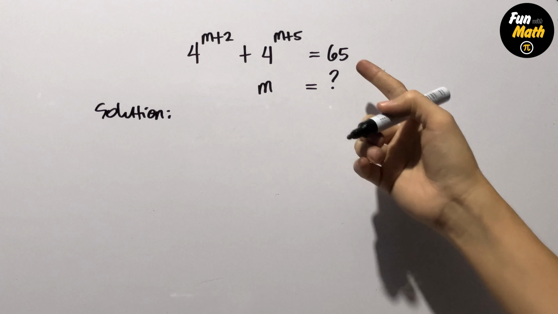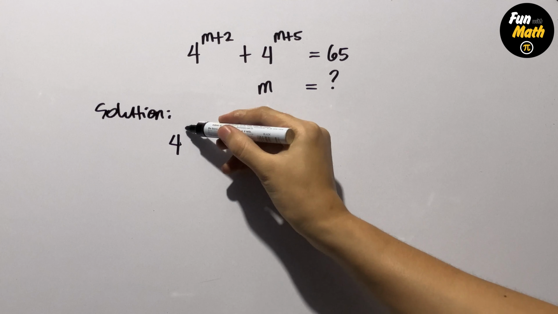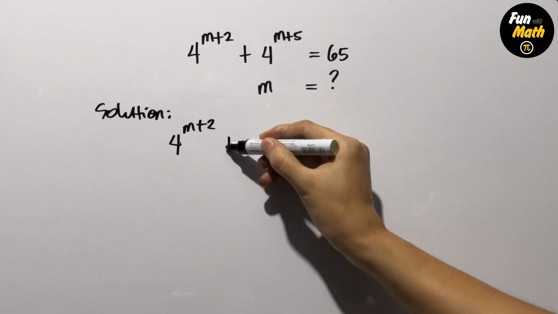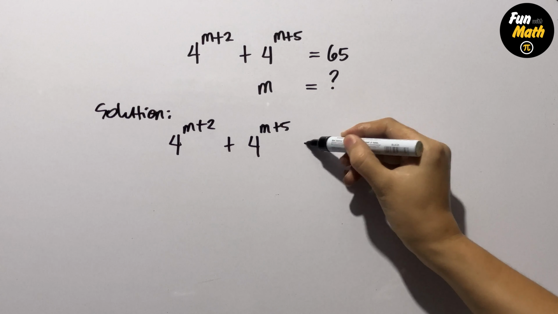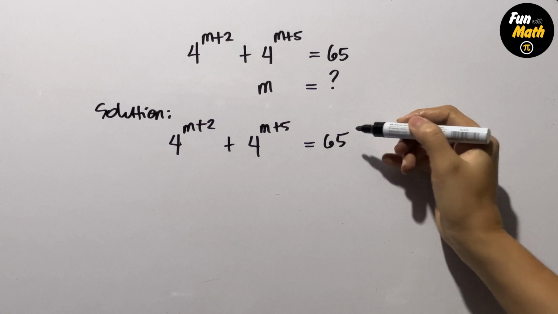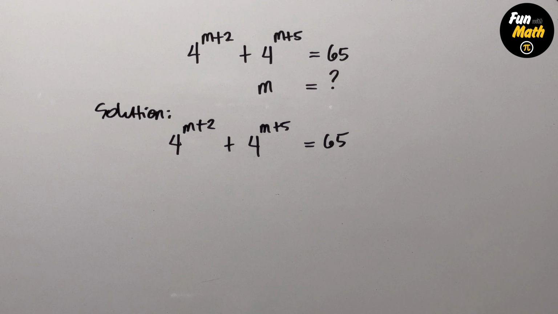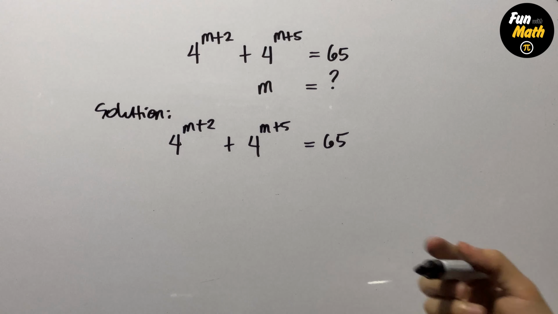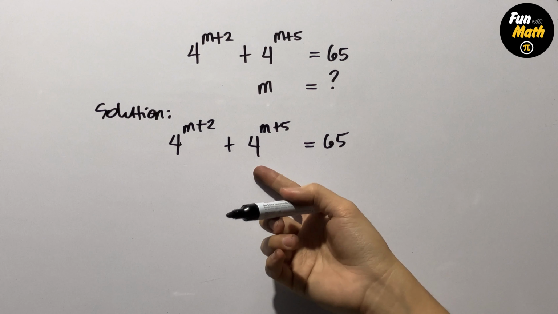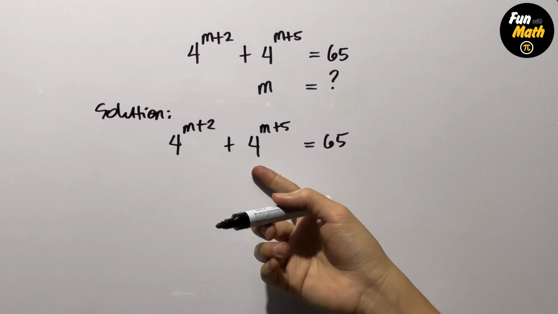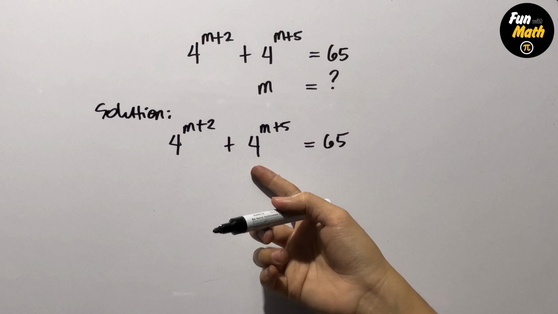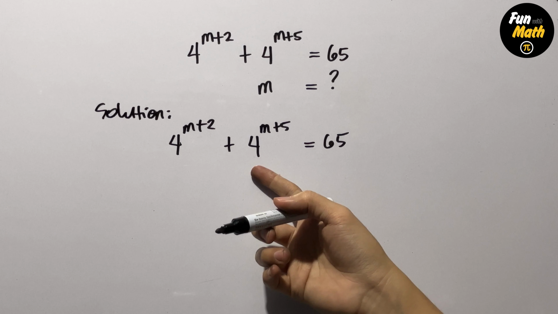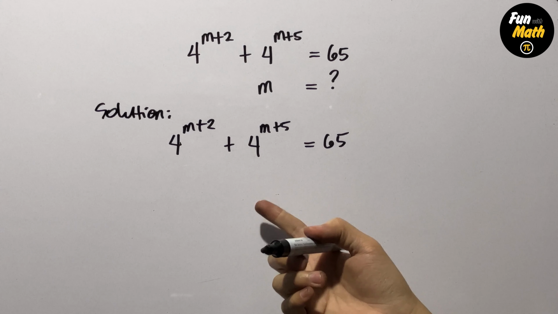First, let's write down the equation. 4 to the power of m plus 2 plus 4 to the power of m plus 5 is equal to 65. Now, for this side, we can factor in terms of the common. To identify the common, the lowest exponent will be the common, and then we can factor.